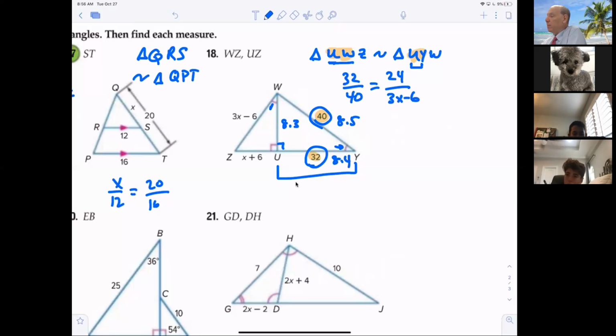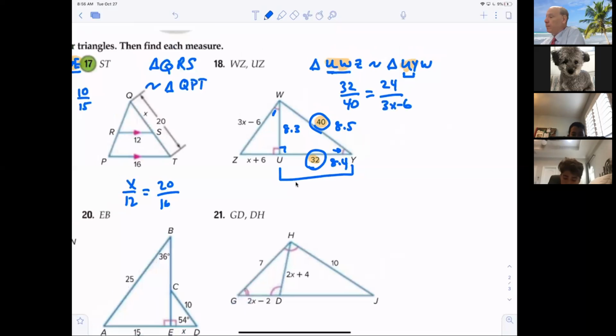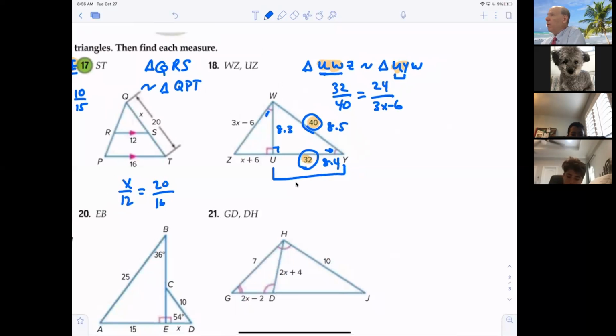All right. Now, I want everybody to cross multiply and divide and solve that, please. Someone tell me what x is. I'm not doing the work. Everybody's doing the work. Olivia, go. What?